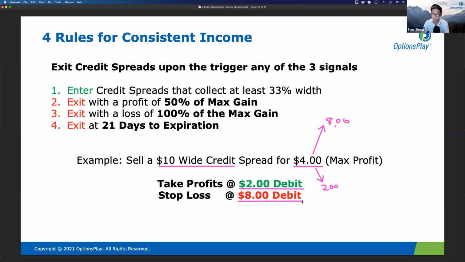And Sash is asking a great question. He's asking why, if the trade goes in your favor, do you take the trade at 21 days to expiration?